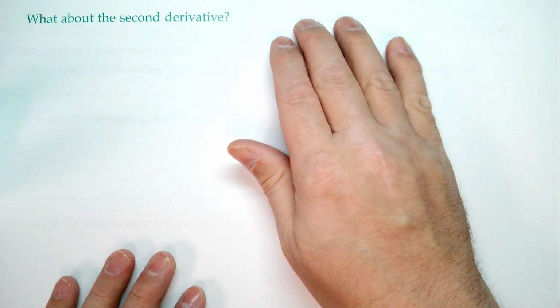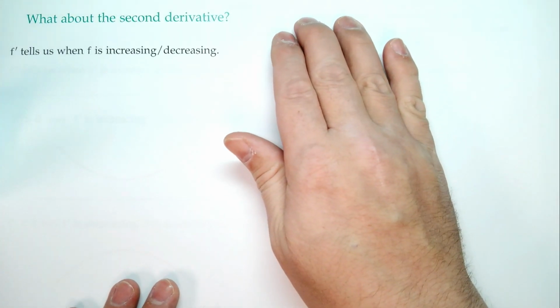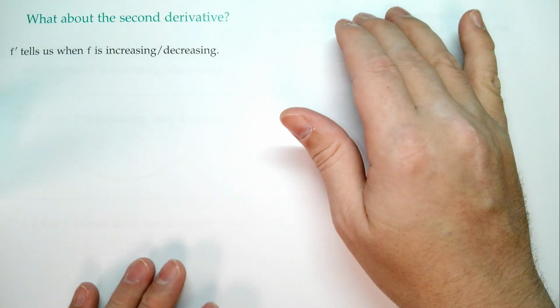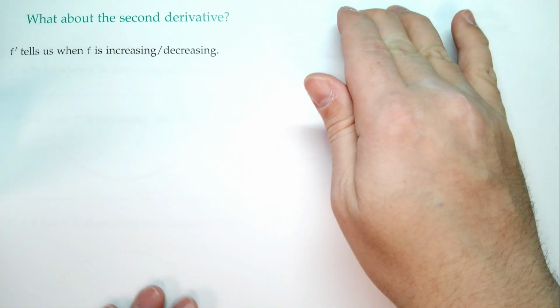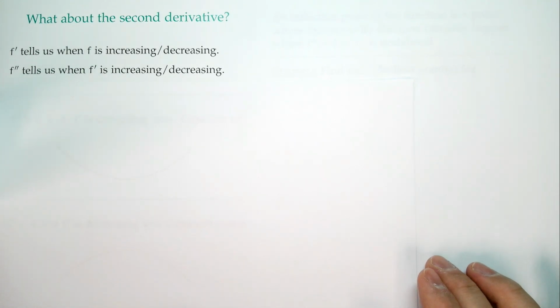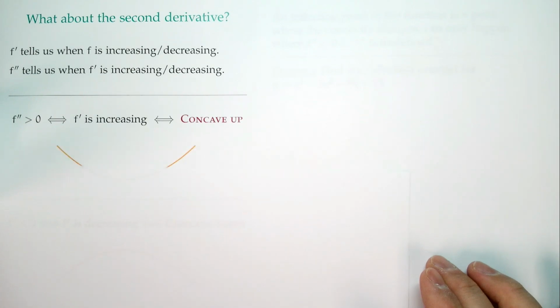Well, let's think about what the first derivative tells us. See, the first derivative tells us about our function. And it tells us whether our function is increasing or decreasing. So what does the second derivative tell us? Well, the answer is that the second derivative tells us when the derivative is increasing or decreasing. And it kind of makes sense because we think of the second derivative as being the derivative of the first derivative. So what can we get from that? So we can say the following.